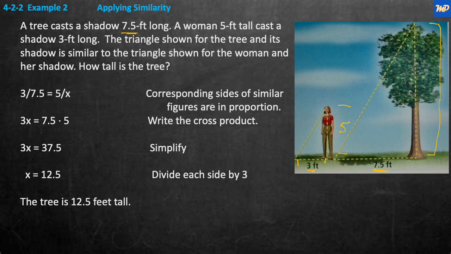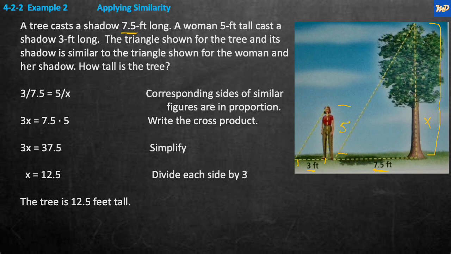5 is to x, and x is the tree. This time they put the x on the bottom. I would have probably flipped it like we did in the previous slide, but not a problem. So now that we have that, we're going to cross multiply. We're going to write our cross product multiplication.